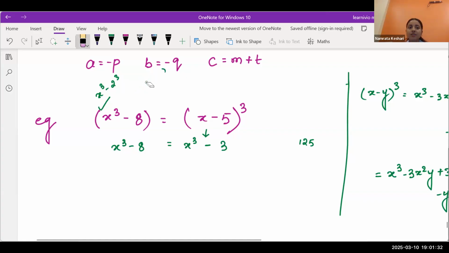Here we'll be having x minus 5 whole cube as x cube, 3x square y. So x square into y is 5, plus 3x y square. Our y is 5, that is square, and this negative 125 was there. Is it clear so far, Rayyan?